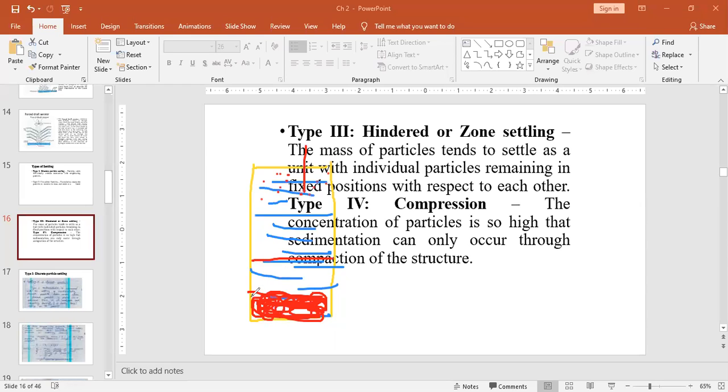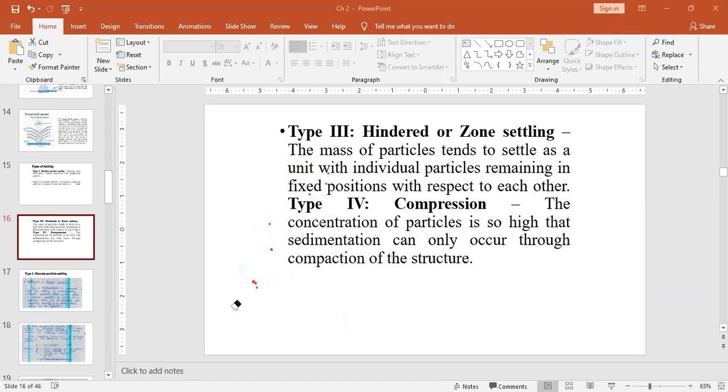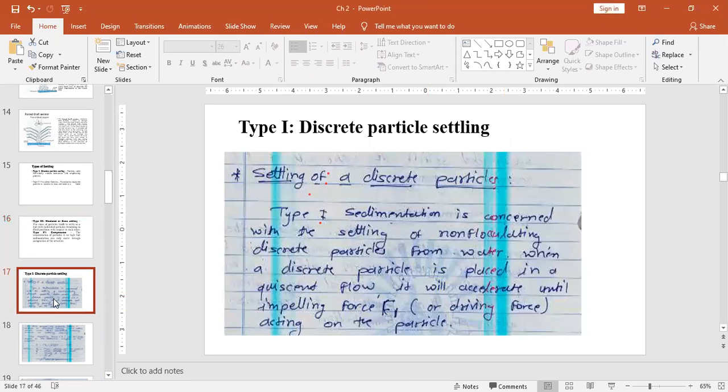Then in a second zone, you will observe a little space between these particles. Above that, you will observe a wider space between the particles. This is known as zone settling or compression settling; the terminology is the same. So you need to focus only on discrete particle settling. Now we are going to study in detail what discrete particle settling is.